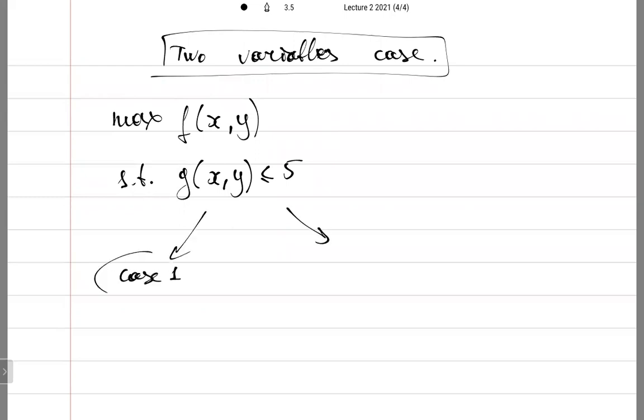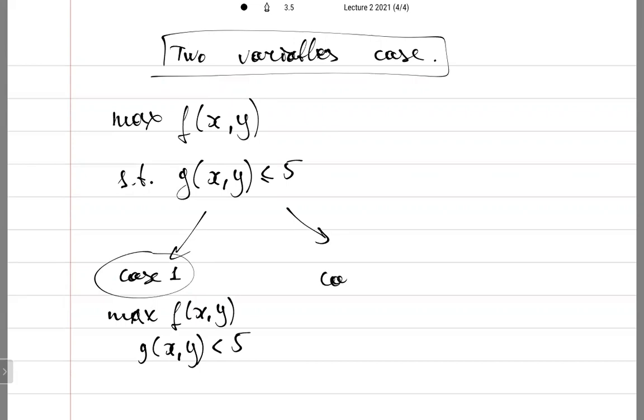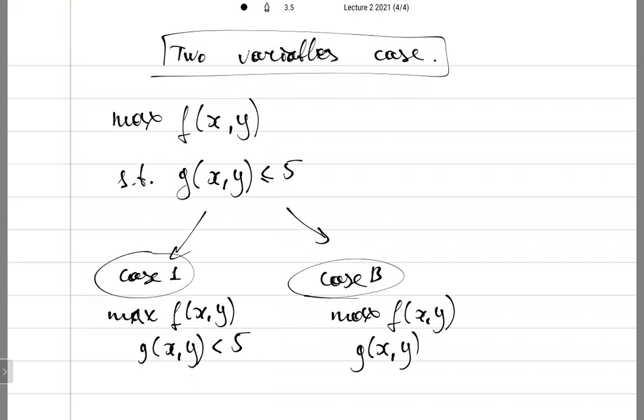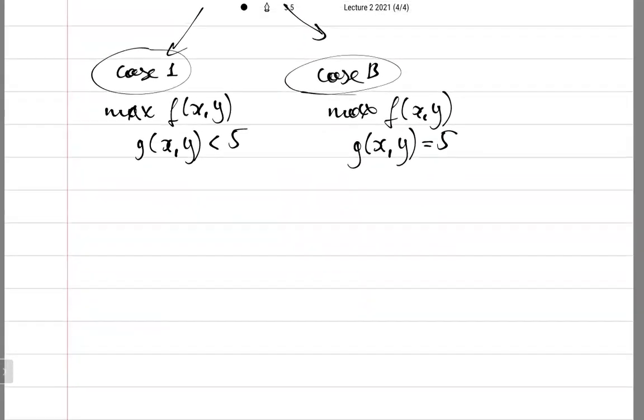Case A: we maximize f of x, y, and our g is strictly less than 5. And case B: we maximize f of x, y, but our g of x and y is exactly 5. So how do we proceed in these cases?